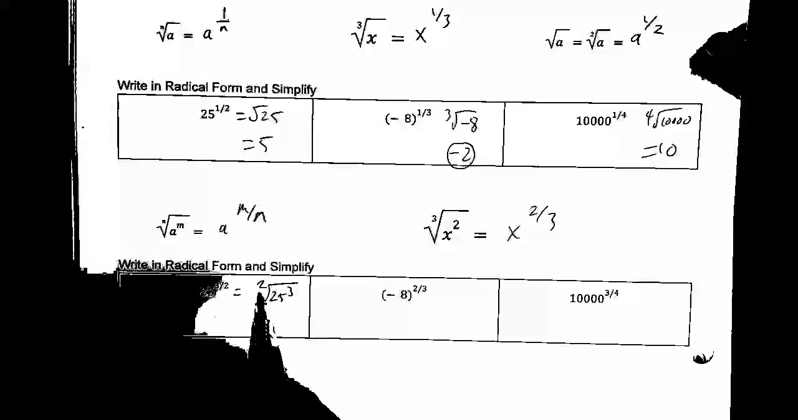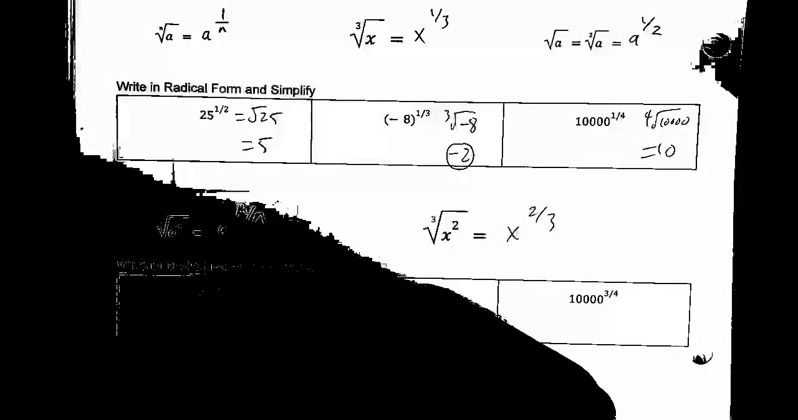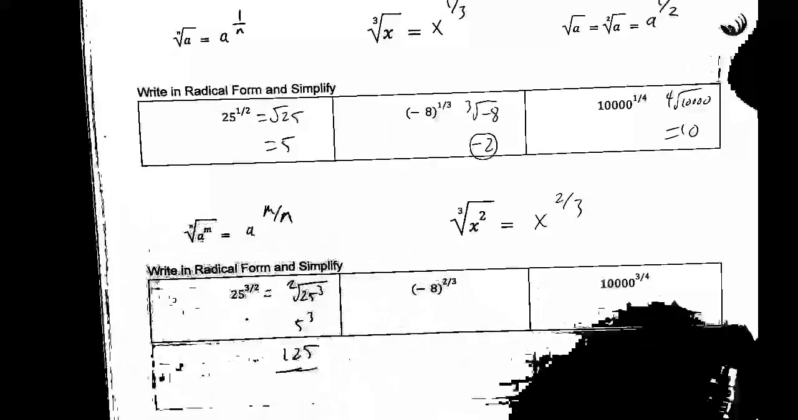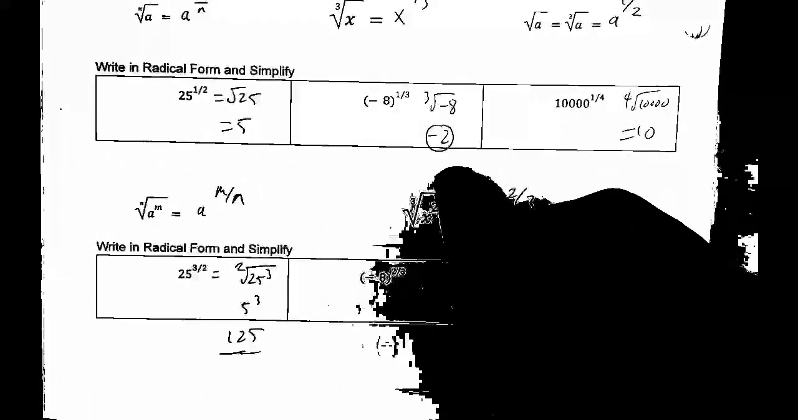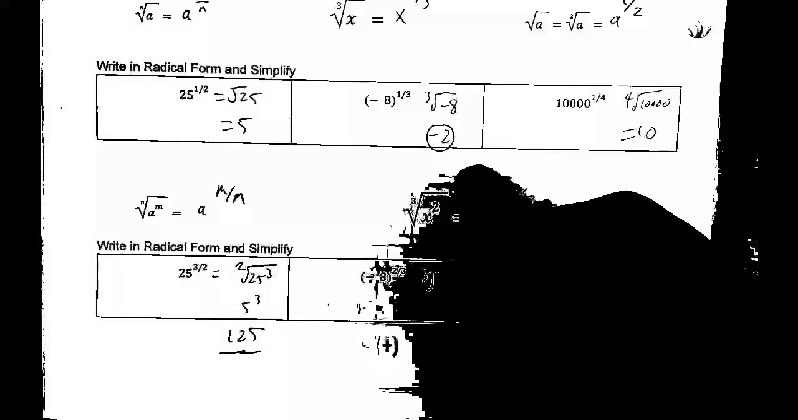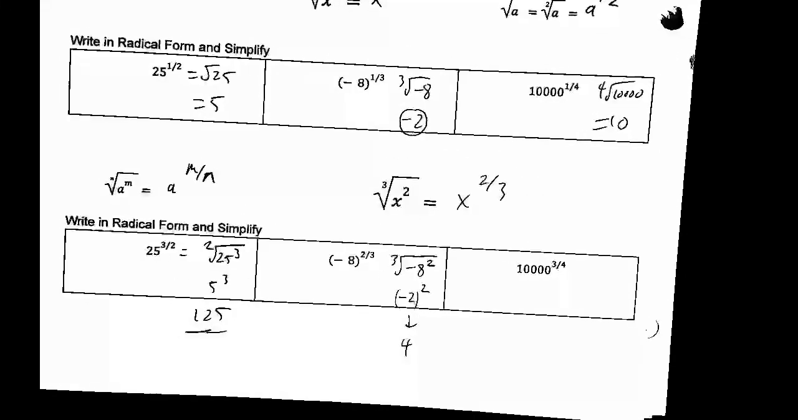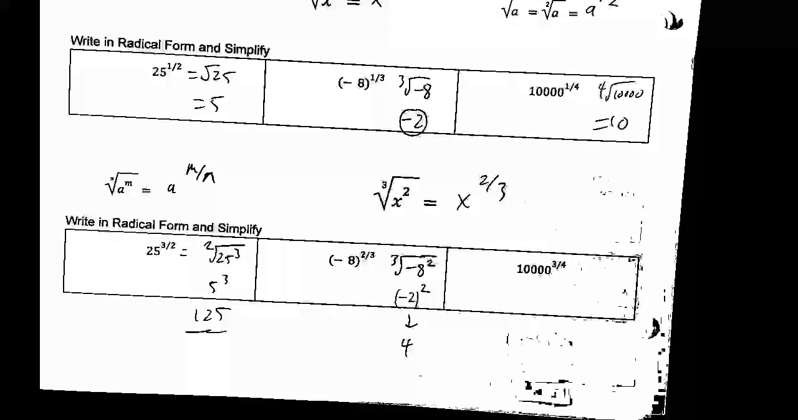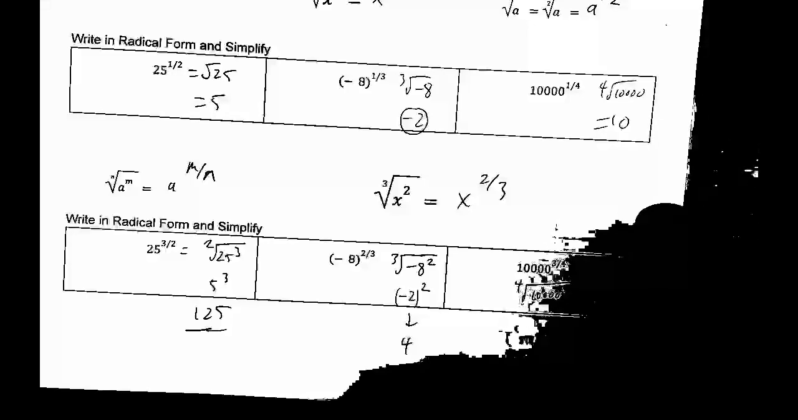And to evaluate this, okay, what's the square root of 25? That's 5, right? So this is 5 to the third, and 5 to the third is 125. Okay. Negative 8 to the 2/3 would be the cube root of negative 8 squared, right? The cube root of negative 8, we already said that's negative 2. So this is negative 2 squared, so that's 4. 10,000 to the 3/4 is the fourth root of 10,000 cubed. Well, the fourth root of 10,000 is just 10. 10 cubed is 1,000.